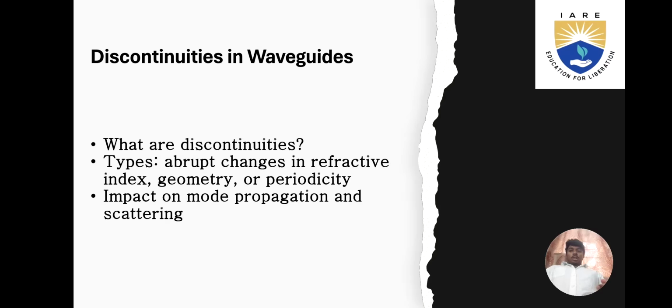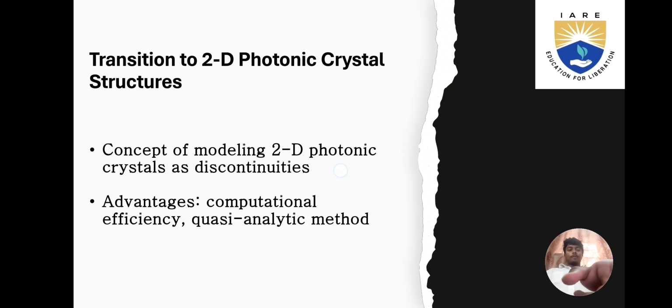Photonic crystal structures create photonic band gaps that control light propagation based on wavelength and direction, and the geometry and index contrast define their behavior for transverse electric and transverse magnetic modes. Discontinuities at the interface between waveguides and these photonic crystals can cause mode mismatch, leading to reflection and excitation of higher order modes or scattering losses. Impact on mode propagation and scattering.